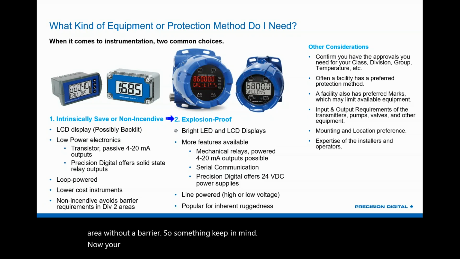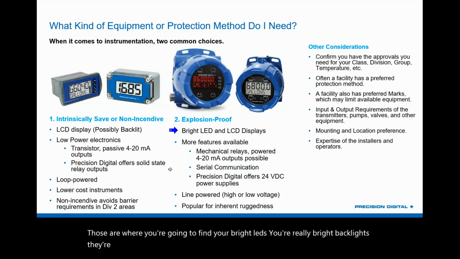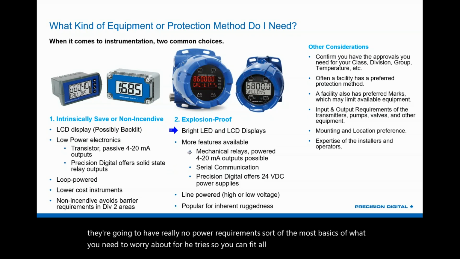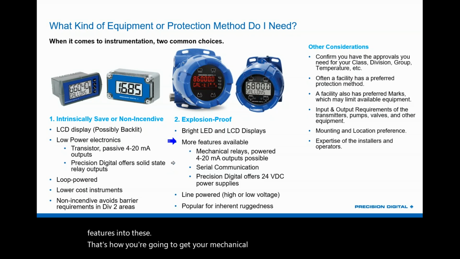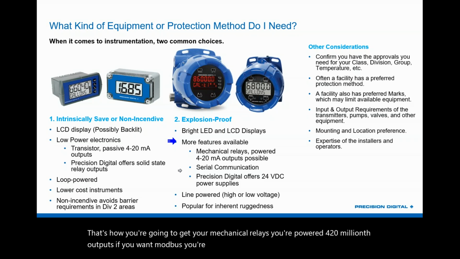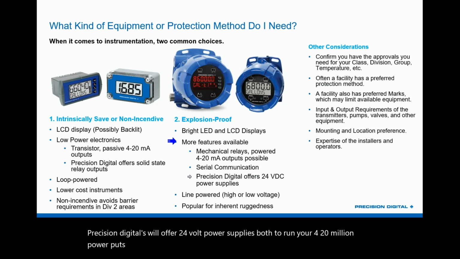Now your explosion-proof devices, those are where you're going to find your bright LEDs, your really bright backlights. They're going to have really no power requirements, sort of the most basics of what you need to worry about for heat rise. So you can fit all kinds of features into these. That's how you're going to get your mechanical relays, your powered 4 to 20 milliamp outputs. If you want Modbus, you're going to find it on explosion-proof devices. Precision Digital offers 24-volt power supplies, both to run your 4 to 20 milliamp outputs, but also to run your transmitters.